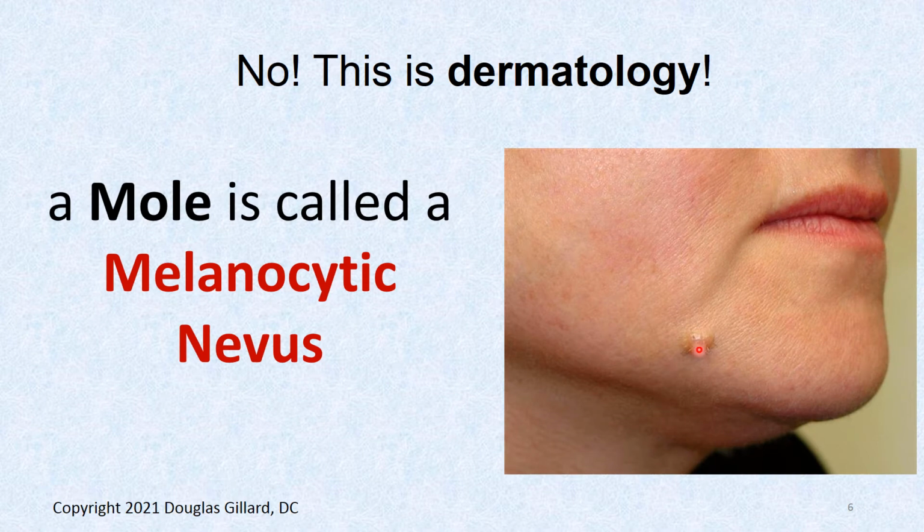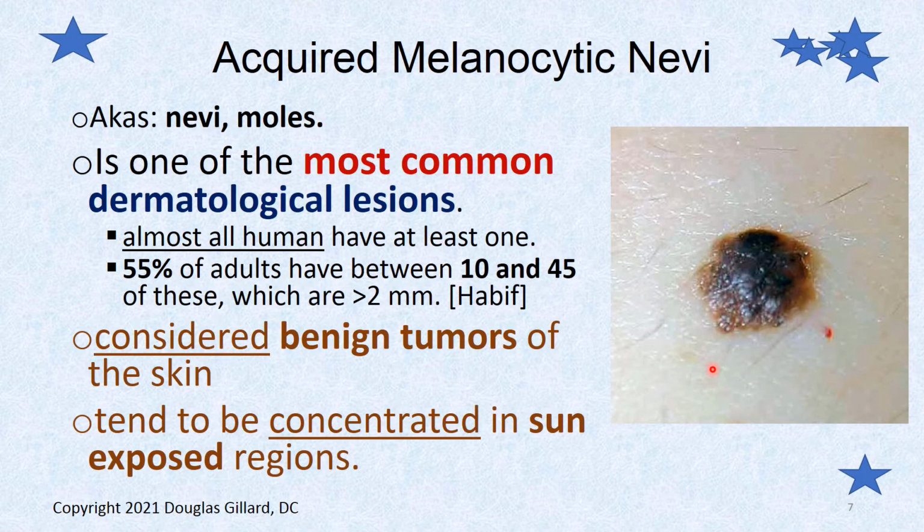That's a mole. And of course in dermatology we don't call it a mole, we call it a nevus. Specifically a melanocytic nevus, but commonly just called a nevus. Nevi is plural. And it is very common, so common that almost all humans have at least one of these things. 55% of adults have between 10 and 45 nevi on their bodies that are bigger than 2 millimeters.